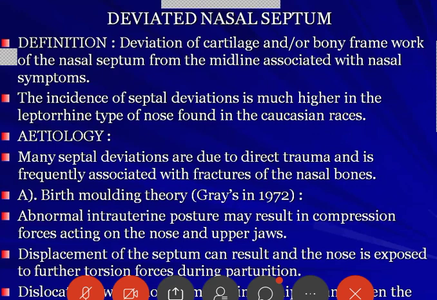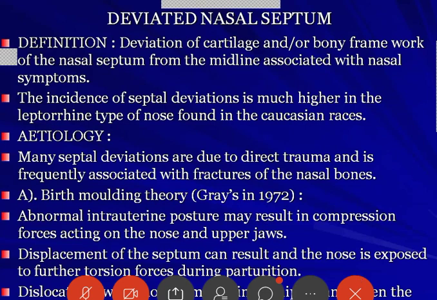What is a deviated nasal septum? It is a deviation of the cartilage or bony framework of the nasal septum from the midline with some nasal symptoms. The incidence of septal deviations is much higher in the leptorrhine type of nose found in the Caucasian races. So in those people, genetically, you will have a deviated nasal septum. Most of the people in those races.